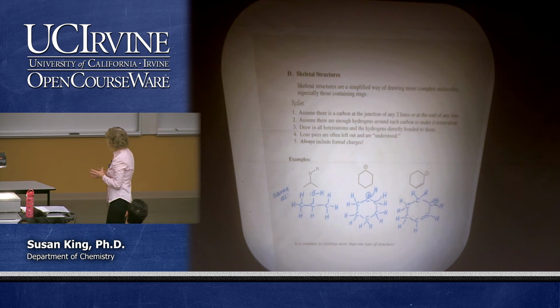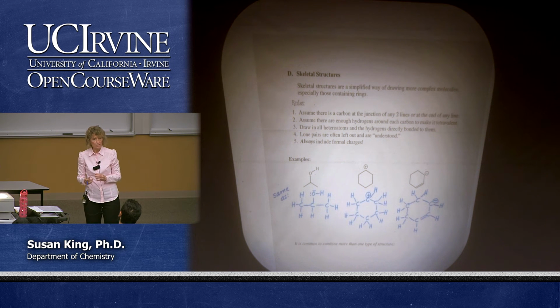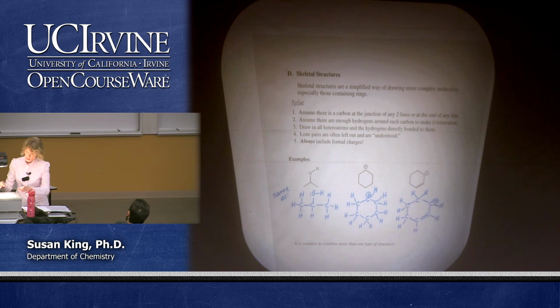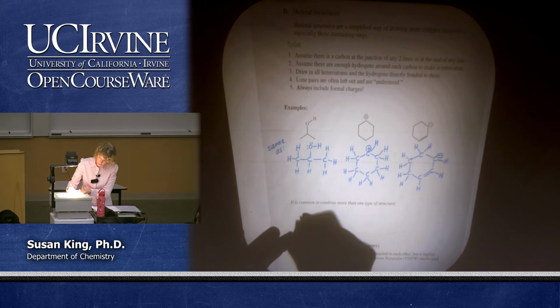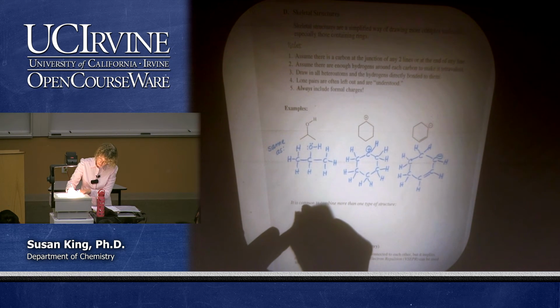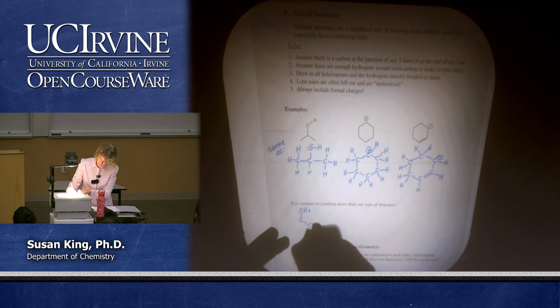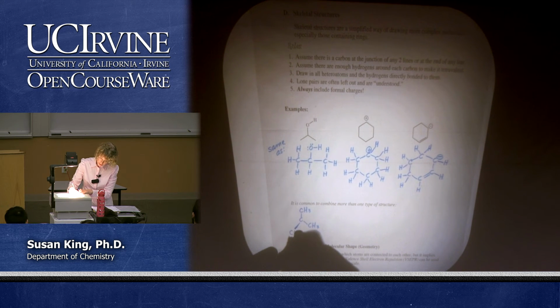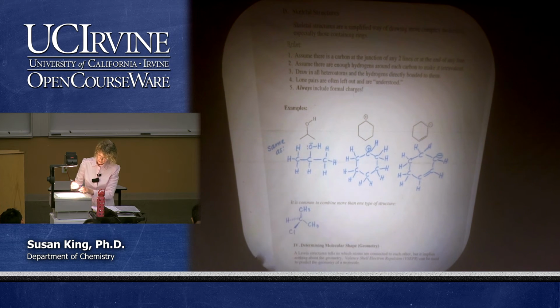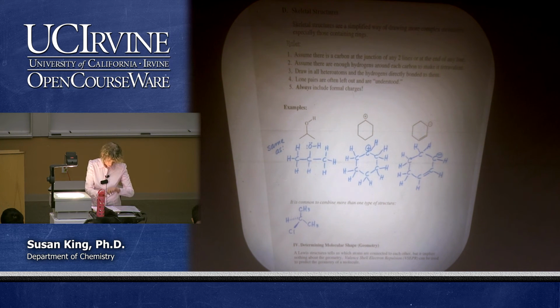It's common to combine more than one type of structure. It's perfectly okay to combine more than one. So for example, you will find yourself drawing this. I'm using CH3s. As we'll learn coming up, these are methyl groups. And I don't have to draw out all of those carbon-hydrogen bonds. That's a cross between condensed and 3D.